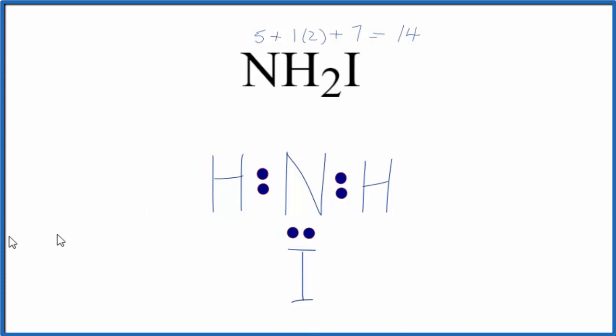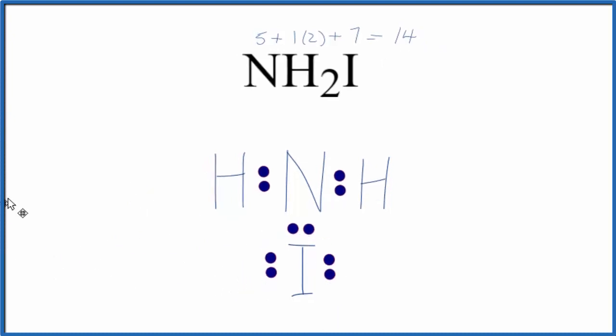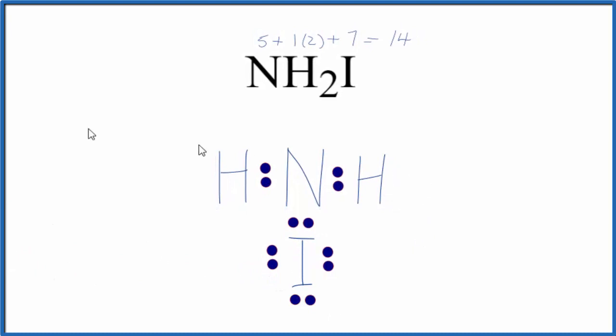So let's complete the octet on the iodine. And at this point, we've used 12. So we have 2 more, which will complete the octet for the nitrogen. And this is our Lewis structure for NH2I.